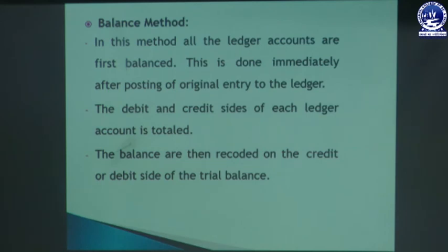In this method, all the ledger accounts are first balanced. This is done immediately after posting of an original entry to the ledger. So the balance method signifies that all the balances of the ledger accounts should be considered, and that balance should be taken into consideration at the time of preparing the trial balance. That means one ledger account shows either a debit balance or a credit balance. So that balance should be transferred to the trial balance on the respective side. If one ledger account shows a debit balance, then that should be transferred to the debit column of the trial balance. If that shows a credit balance, then it is transferred to the credit column of the trial balance.